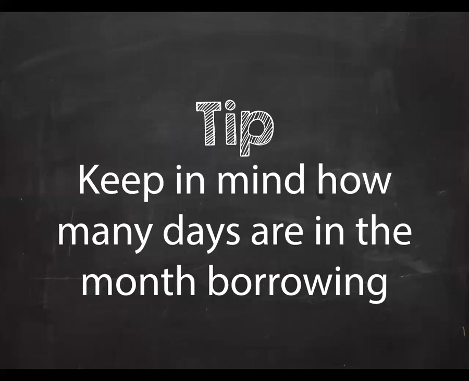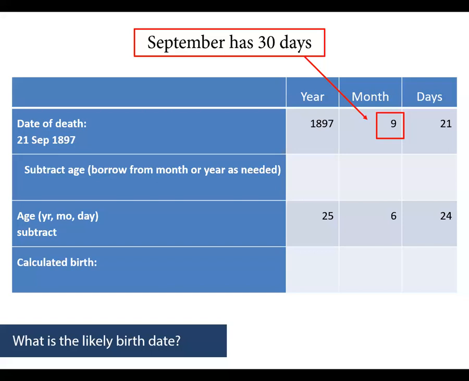Keep in mind that you may have to borrow from a year or a month to do the math. You want to keep in mind how many days there are in the month that you're borrowing. So in this case, I have adjusted the age of our person, and you'll see now that the person is 24 days old, but they died on the 21st day of September. So now I have to borrow a month. I have to borrow 30 days from the month of September.